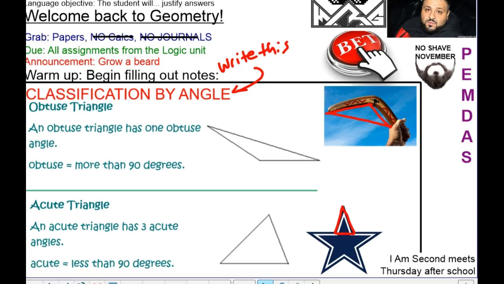Alright, so go ahead and start writing down these definitions on your sheet of paper that says angle vocabulary while I take attendance. Make sure you write the phrase classification by angle that I did here in red. And then for that first space, you can start writing obtuse triangle. What is the definition? Draw a picture. Acute triangle. What's the definition? Draw a picture. You don't have to draw the ones off to the right. You don't have to draw a boomerang or a star, but I'm just showing you how it looks in the real world. All right, so go ahead and start writing down those first two definitions on your sheet, please.